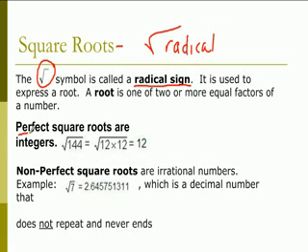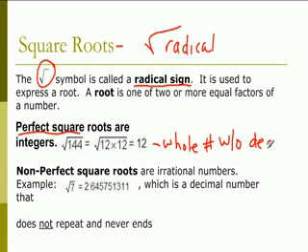So we have things called perfect squares, which means there are 2 equal numbers that are multiplied together that equal that number. So the square root of 144 is 12 because 12 times 12 is 144. There are many perfect squares, and if one number multiplied by itself equals the number under the radical sign, that means it's a perfect square, and it's going to end up being a whole number, without a decimal.